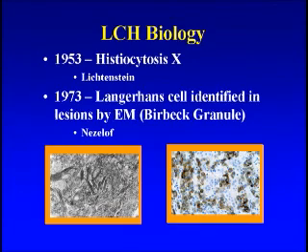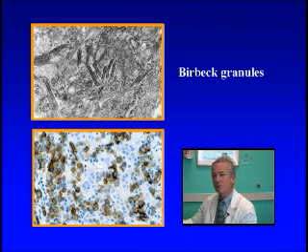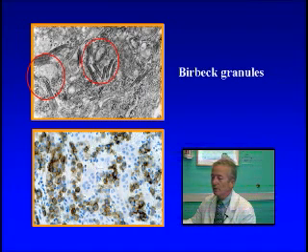But in 1973, a very elegant Dr. Nezelof and his colleague Francoise Basset at the Necker Hospital in Paris were using electron microscopy to look at the cells of these biopsies from the histiocytosis patients. And they noticed that by electron microscopy, there were these very interesting granules in the cells, which kind of had 5 layers. They called them pentalaminar, and some of them had little loops on the end that looked like tennis rackets.